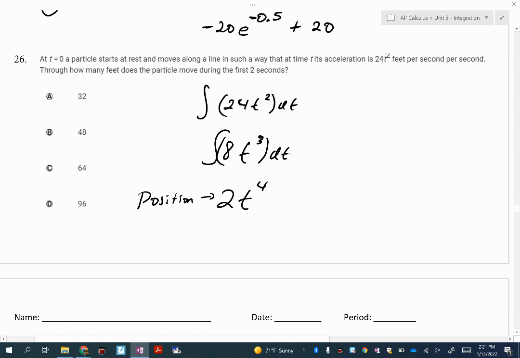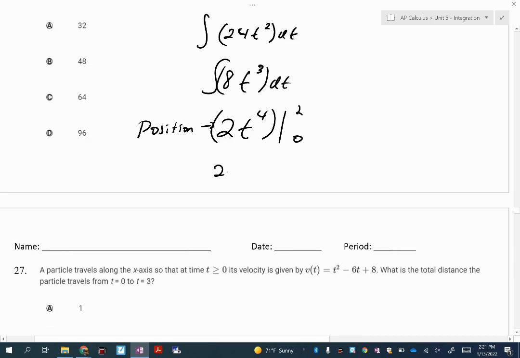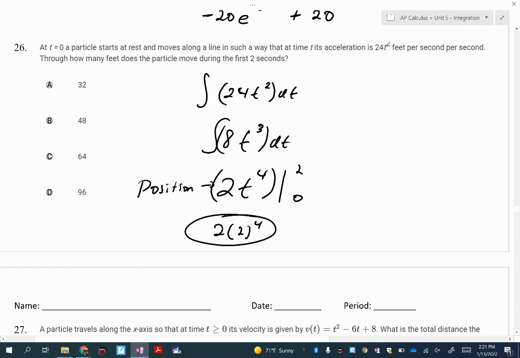So now when it says, how many feet does the particle move during the first 2 seconds? I'm going to evaluate this at 2 and 0. All right, so 2 times 2 to the 4th power should give me my answer, because 0 to the 4th power is just going to be 0. So that's 16 times 2, which is 32.